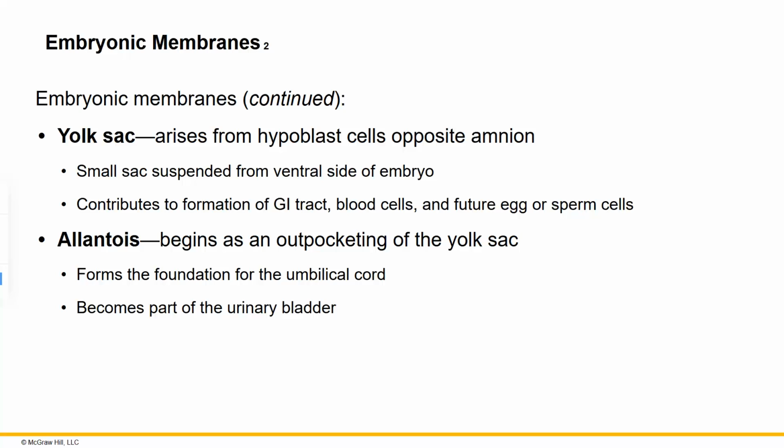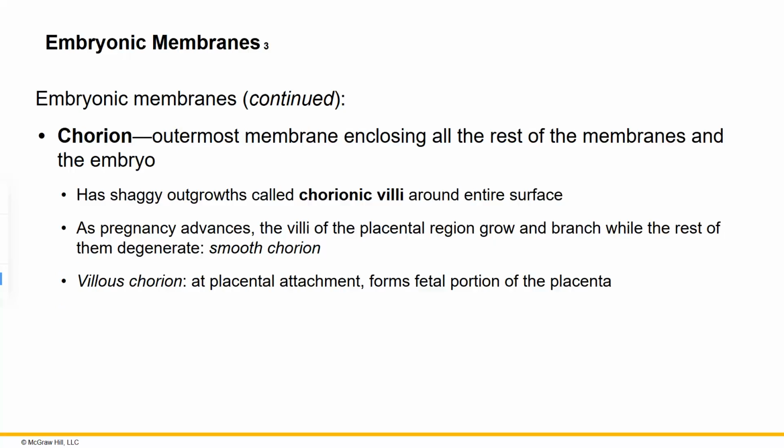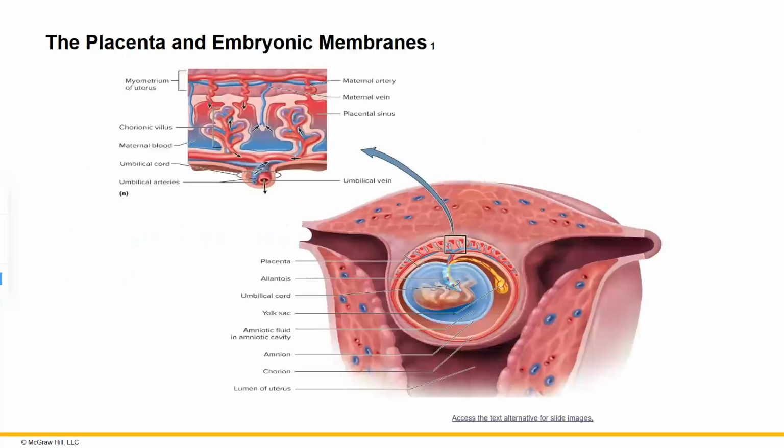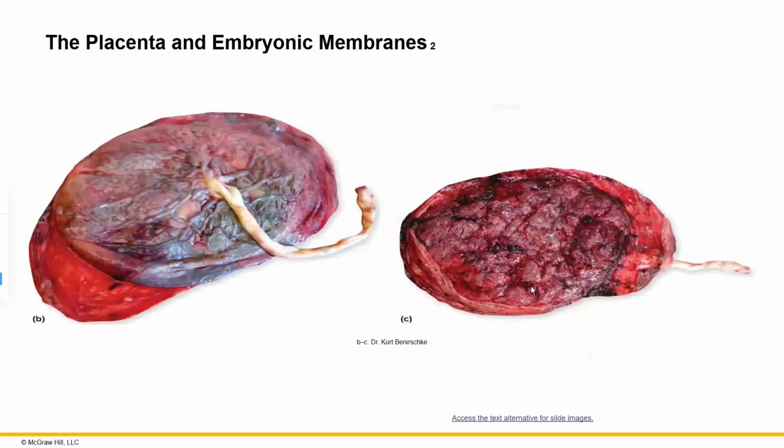The allantois begins as an outpocketing of the yolk sac. It forms the foundation for the umbilical cord and becomes part of the urinary bladder. The chorion is the outermost membrane enclosing all the rest of the membranes in the embryo. It has shaggy outgrowths called chorionic villi around the entire surface. As the pregnancy advances, the villi of the placental region grow and branch while the rest of them degenerate. The villous chorion at the placental attachment forms the fetal portion of the placenta. So this diagram shows all of those different layers surrounding the baby. And that's a picture of the placenta.